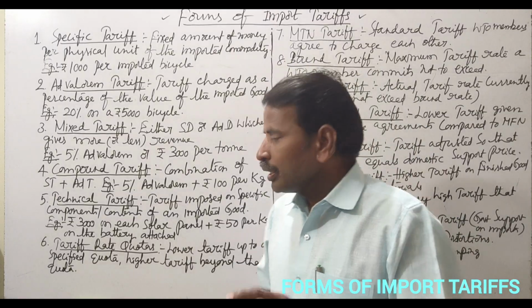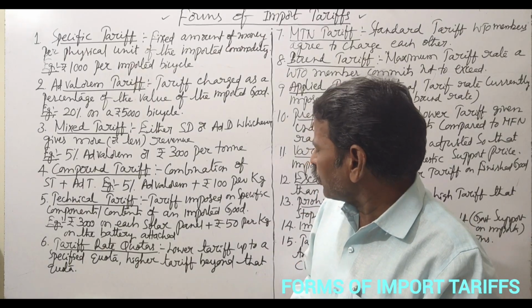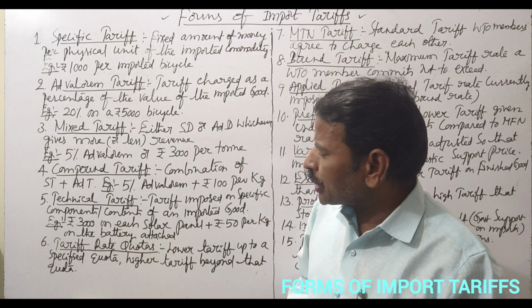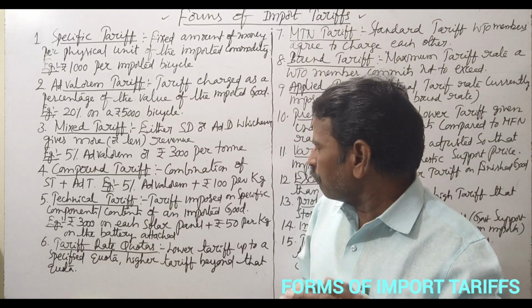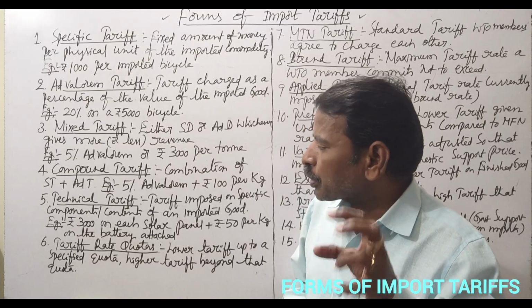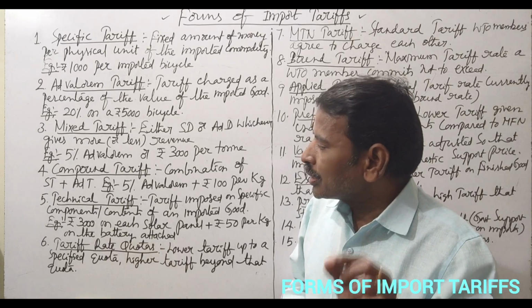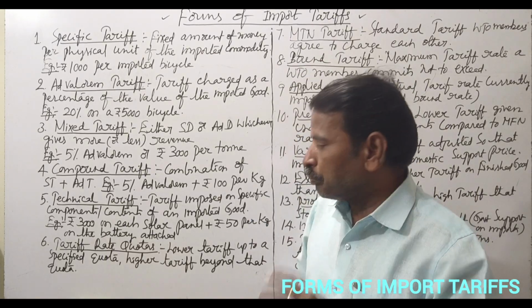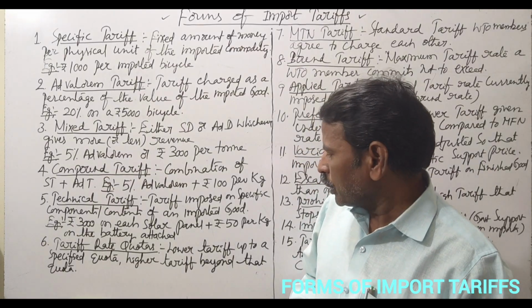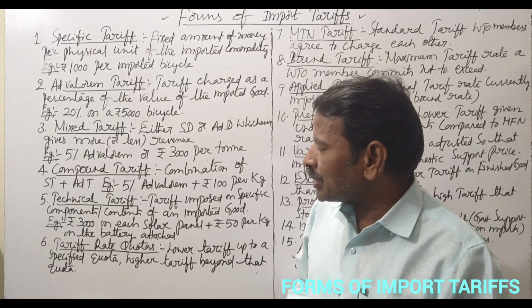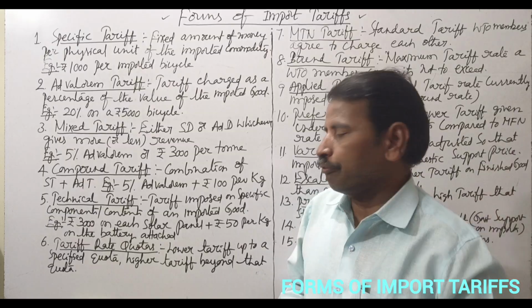Fifth one, technical tariff. A tariff imposed on specific components or contents of an imported good. That is called technical tariff. For example, rupees 3000 on each solar panel plus rupees 50 per case on the battery attached. That is called technical tariff.